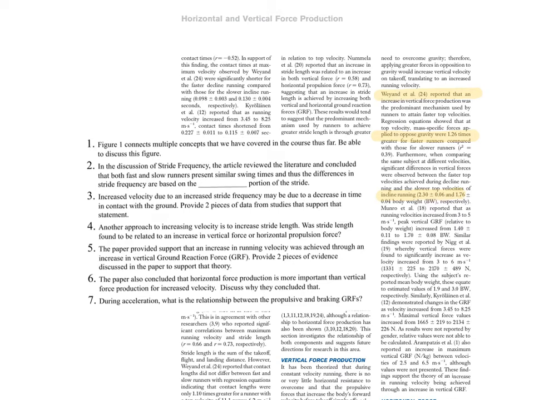And then a final paper is Nigg et al. They also found that as velocity increased from 3 to 6 meters per second, there was an increase in the vertical ground reaction force. And you probably also found this during your lab on the treadmetrics. As speed increased, your vertical ground reaction force went up.